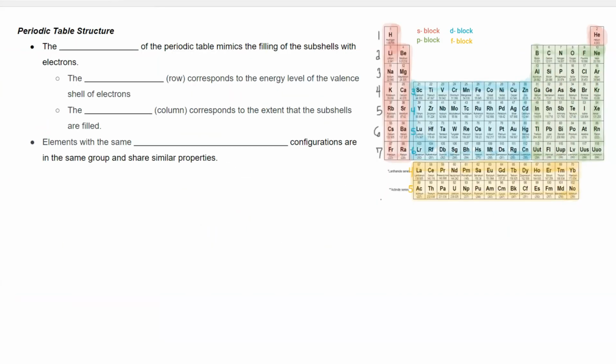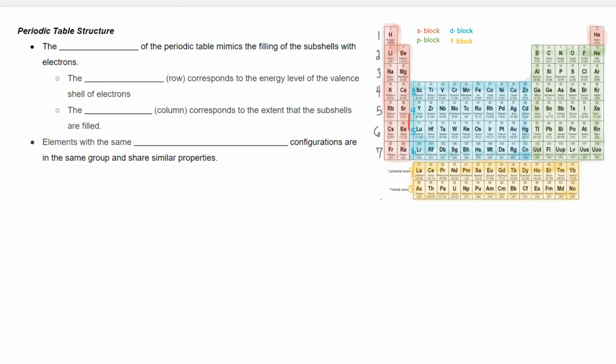So we can use that chart to write electron configuration, but you don't have to have that chart because the periodic table actually mimics the order in which electrons fill into orbitals. So if we read the periodic table from left to right, we can find the order that the orbitals fill just by looking at the periodic table and knowing how it's structured.